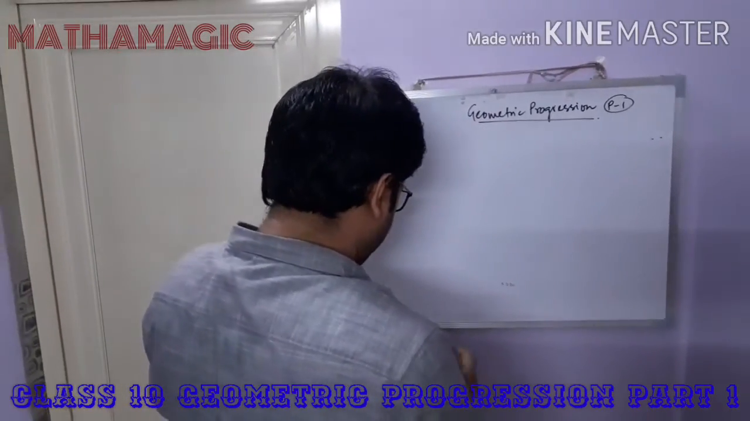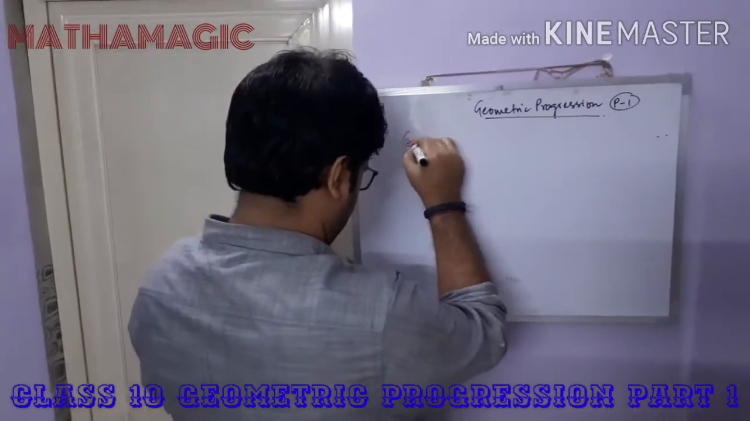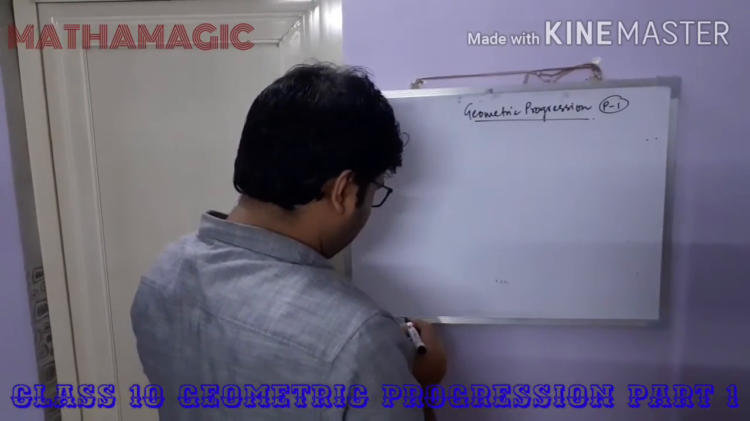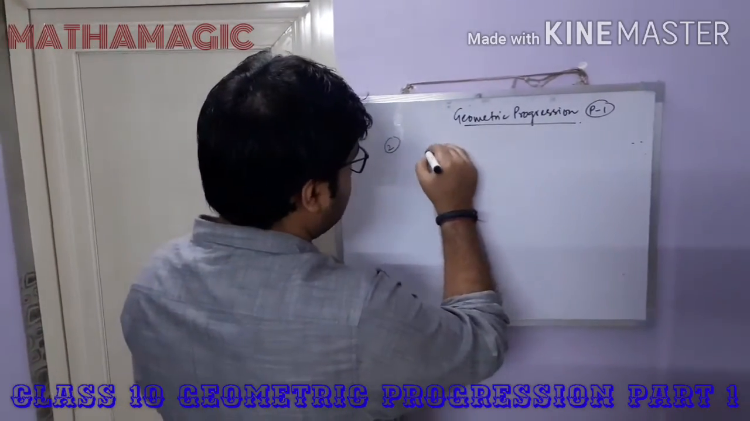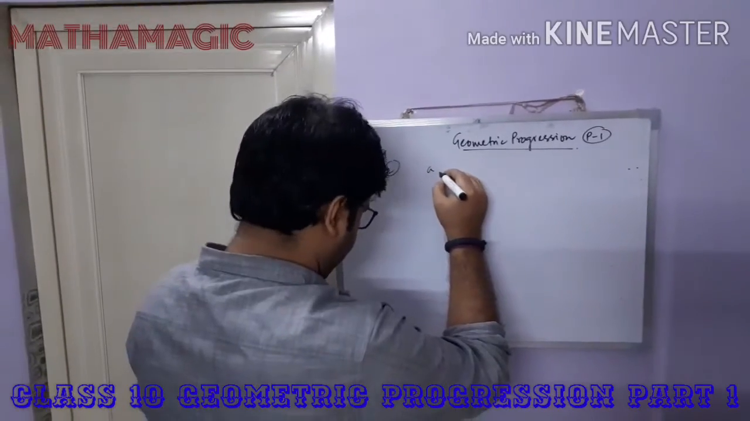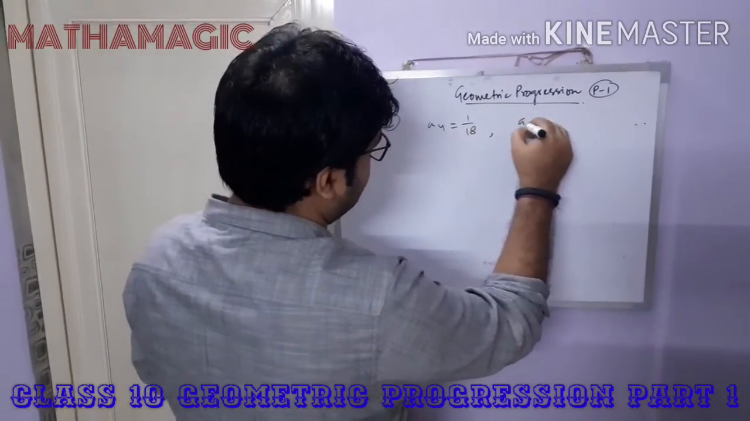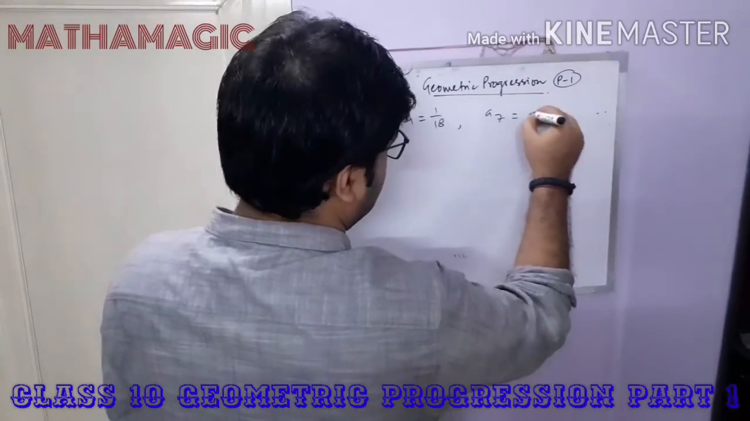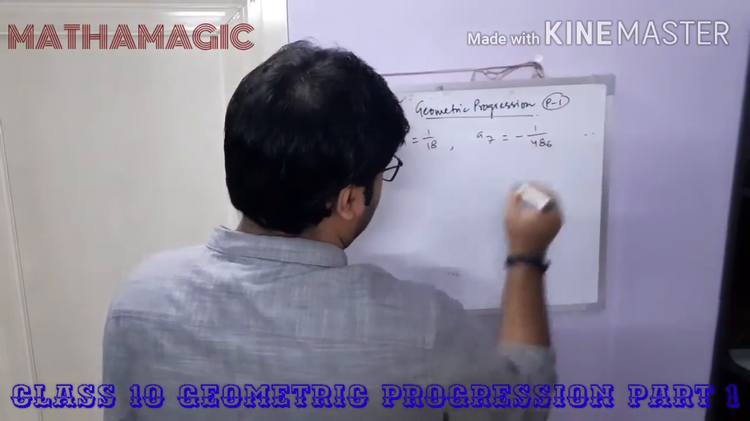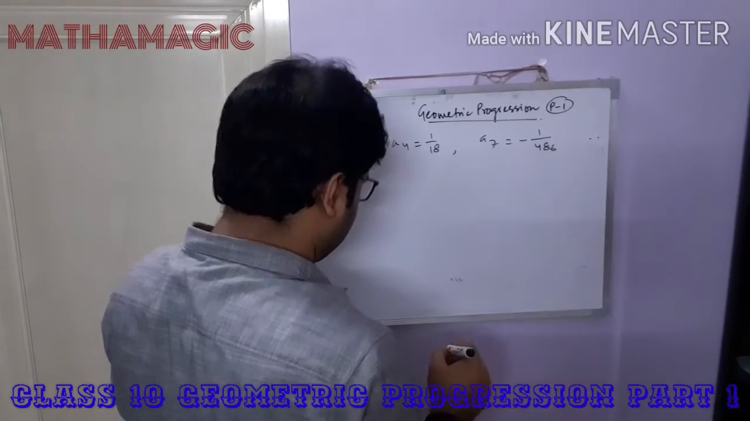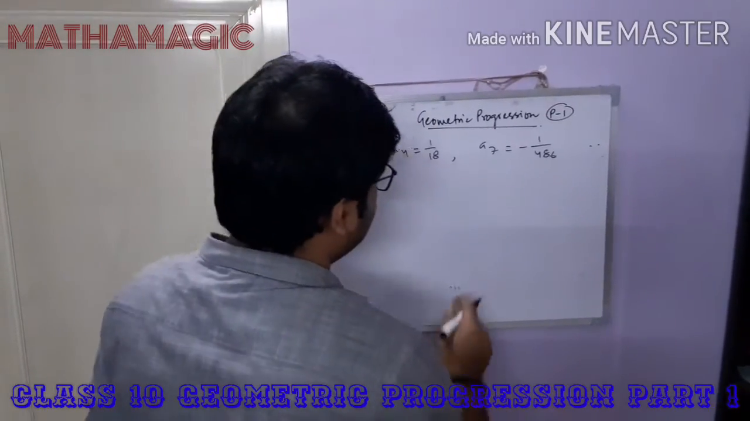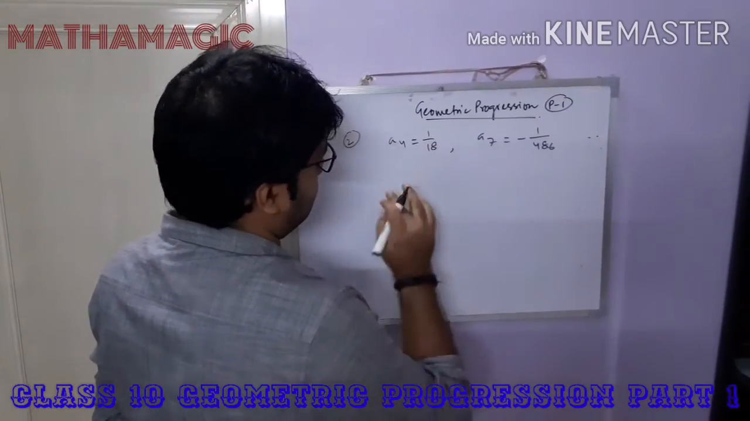So the next problem: find the GP whose 4th and 7th terms are given. A GP in which the 4th term, that is a4, is given as 1 by 18 and the 7th term is given as minus 1 by 486. Now we need to find the GP series. These are the two terms which were given to us.